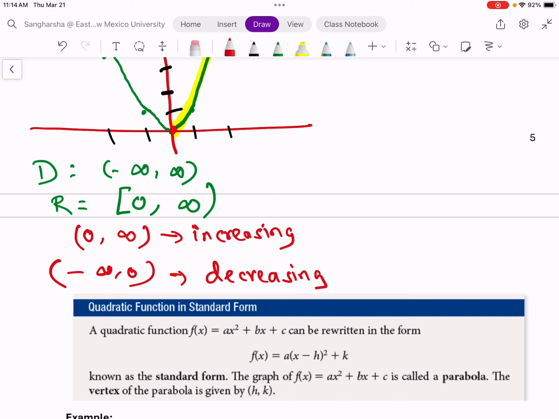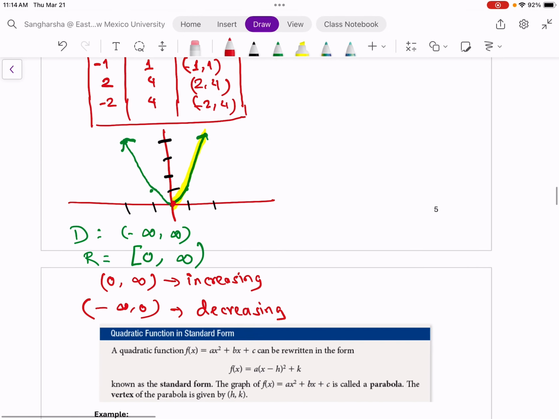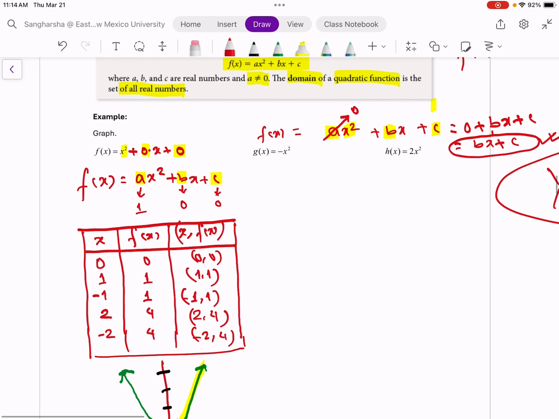And when you write the interval, you are using the x values, the inputs, and it's always the small number on the left and the large number on the right. That's how we write the interval notation. Does anyone have a question here? Let me know if you have any questions.